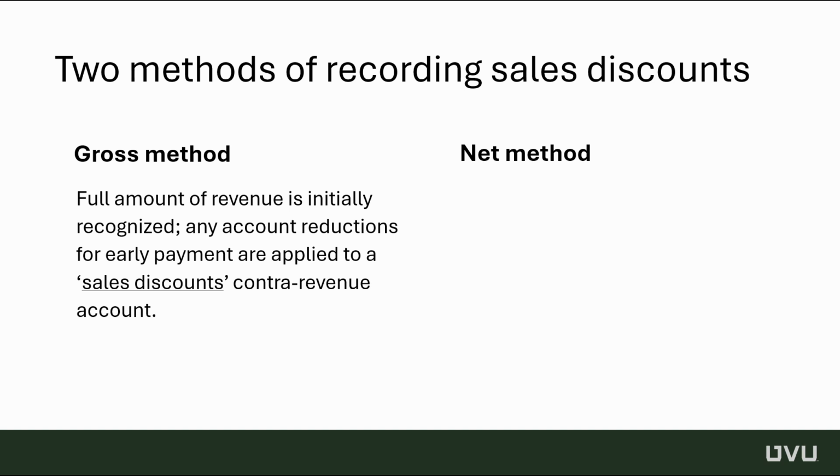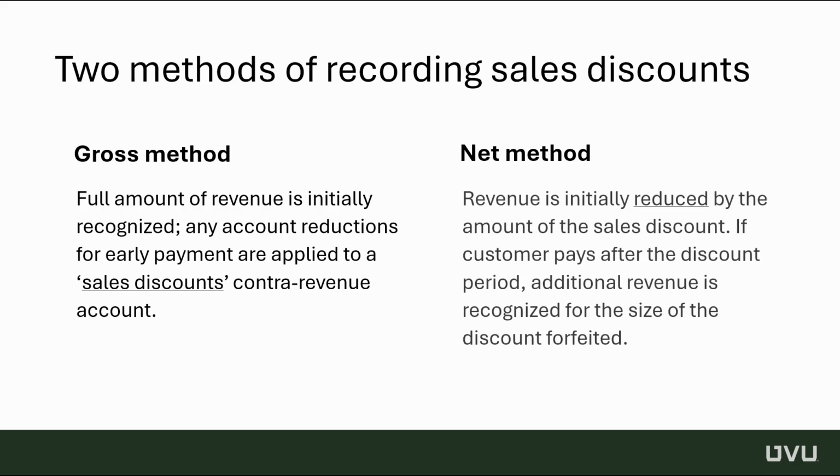The net method works the opposite way. You initially reduce the revenue by the amount of the sales discount. You're assuming the customer will take advantage, and if the customer pays after the discount period, you reverse that and recognize additional revenue for the discount they forfeited. Importantly, both of these methods result in the same financial statement effects, but it's likely that a company will pick the method that better aligns with their customers' behavior.